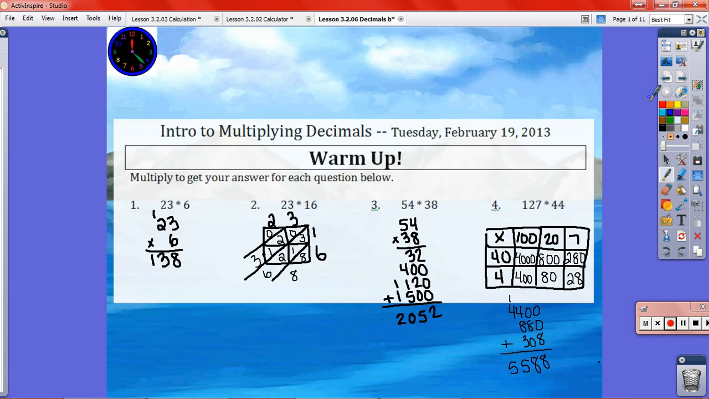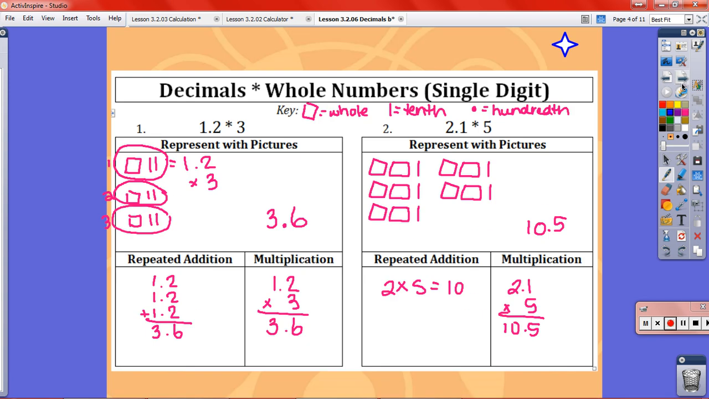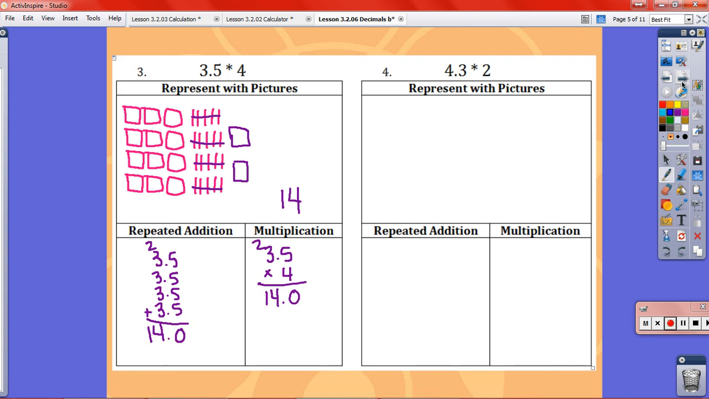Alright, from here we're going to move on to multiplying by tens place numbers. So it's important that kids really understand the pictures and especially the regrouping where we cross out 10 to make the next bigger picture, so they'll be prepared for the next lesson.